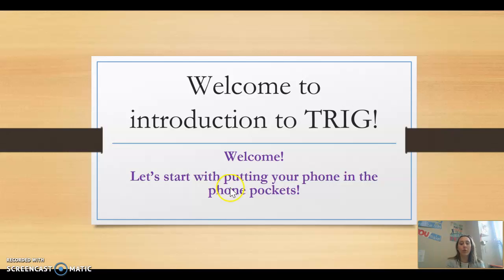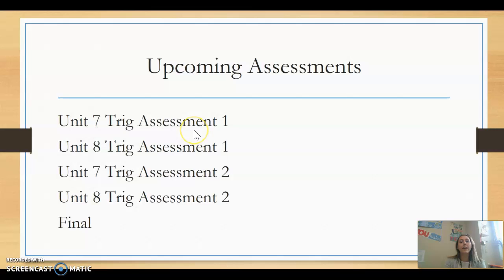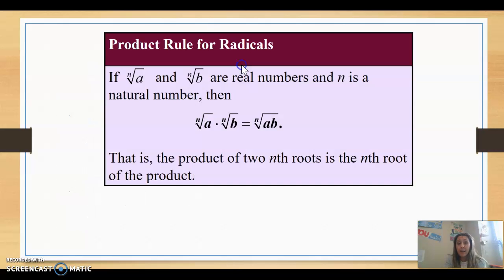So just so you know, going forward, we are going to take the unit 7 assessment, that's what we're on right now, in a couple of weeks. Then we'll start unit 8. Then we will take the second assessment for the unit that we're in right now. Then we'll take the second assessment for the unit that we will be in a couple weeks, and then we have a final. So that's it. You guys have 5 more assessments, and then we're done.